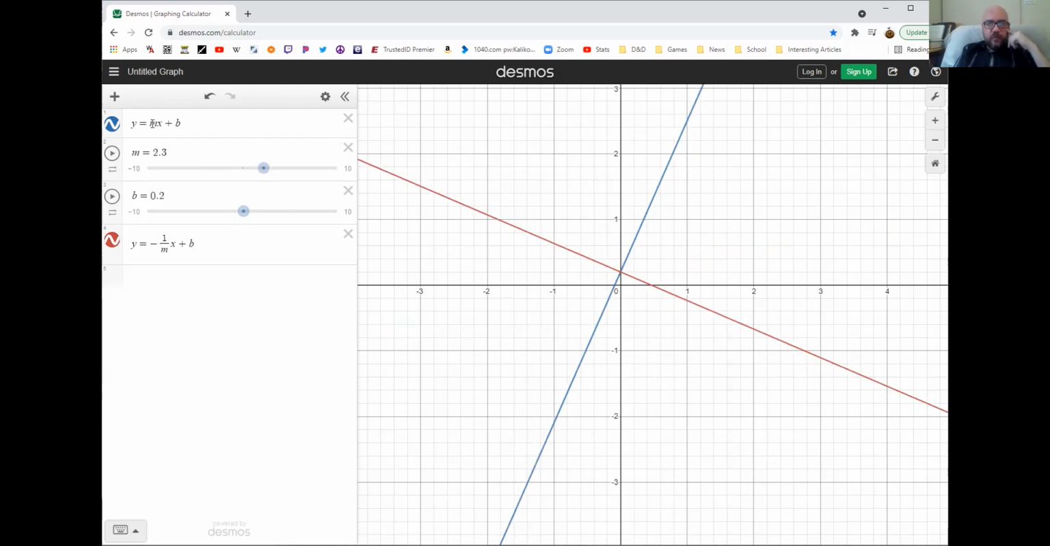When one of them is really big, like my blue line has a slope of 2.3, the perpendicular one has a small slope of 1 over 2.3. It's just the reciprocal, right? You just flip over your fraction, 1 over whatever the original one was. So yeah, that's how you get a perpendicular slope. The relationship is you change the sign, and you take the reciprocal. All right, let's go back to the whiteboard.